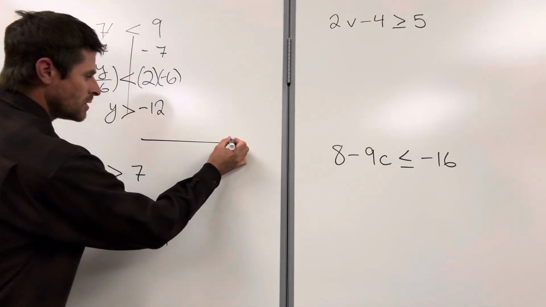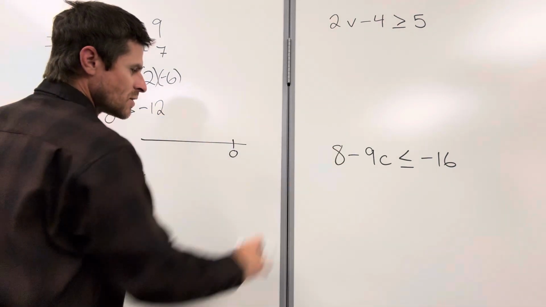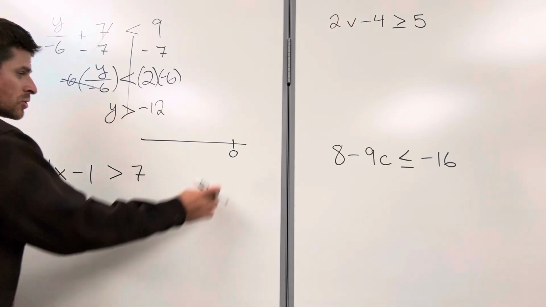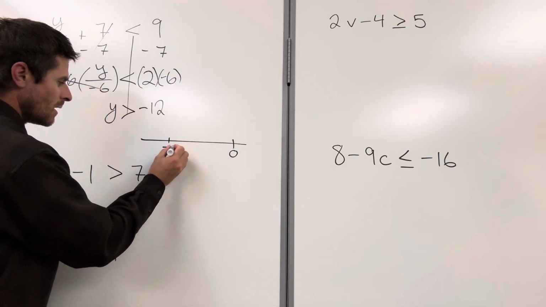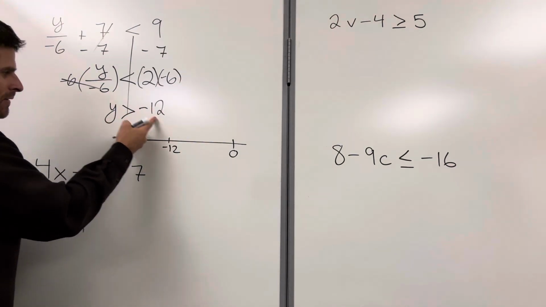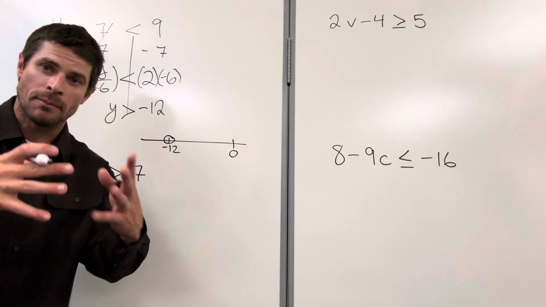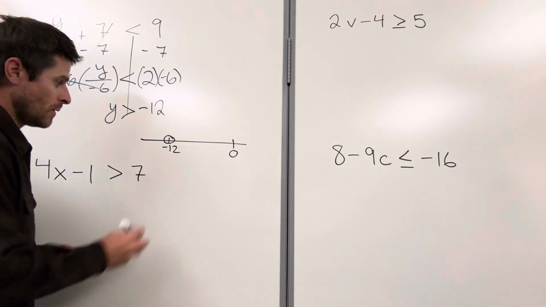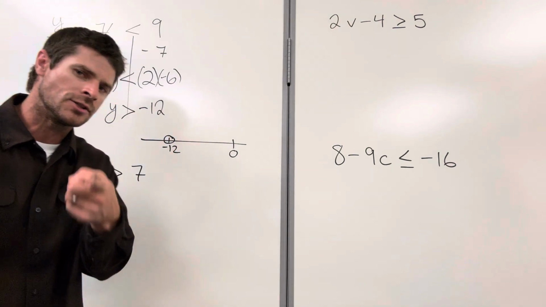I always tell my students to put 0 down so I know that they know where the negatives are and where the positives are in regards to a number line. So I've got my 0. Negative 12 is really the only value I want to see on the number line, so just put a negative 12 down. Since y is greater than negative 12, I'm going to do an open circle. When I say an open circle, it's just a bubble that hasn't been filled in. If I wanted to close the circle, I'd be filling that bubble in. I'll tell you why we would close it in just a little bit.